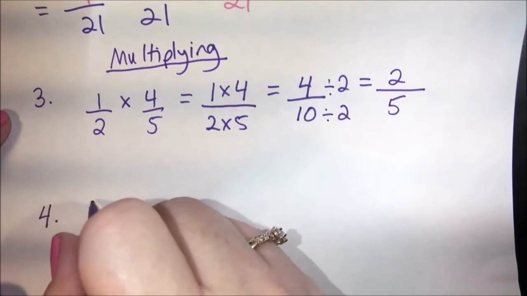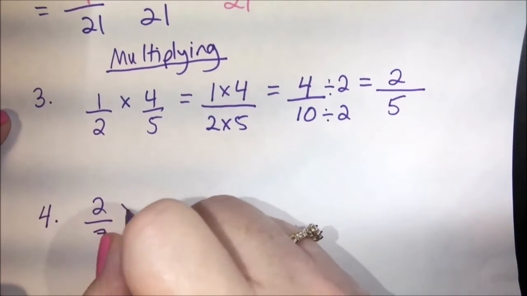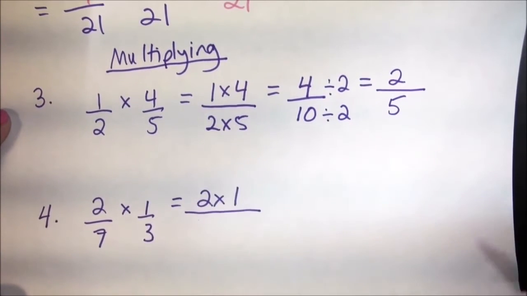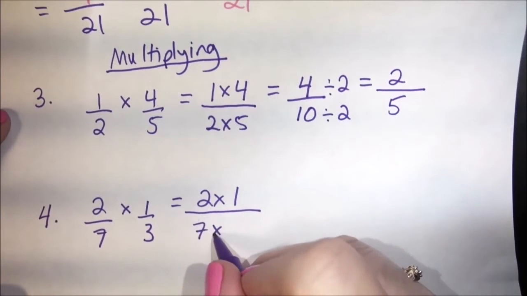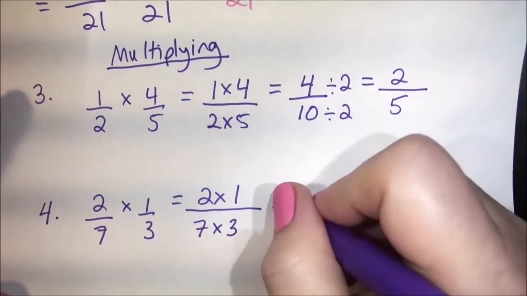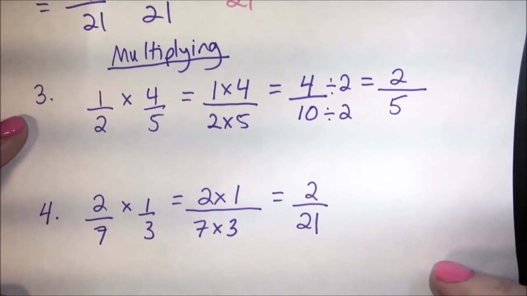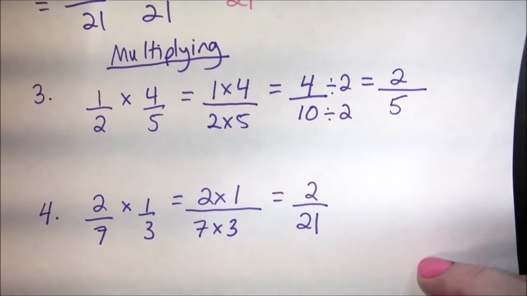And one more example of multiplying. If we had 2/7 times 1/3, then we'd have 2 times 1 on the top over 7 times 3 on the bottom. 2 times 1 is 2, and 7 times 3 is 21. So that's multiplying fractions. Now, dividing is a little bit trickier.